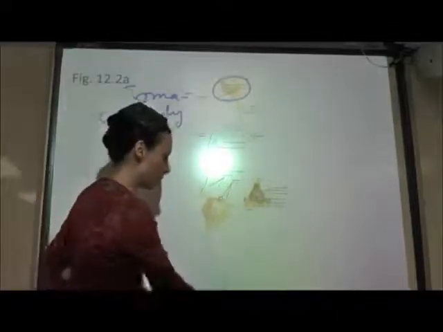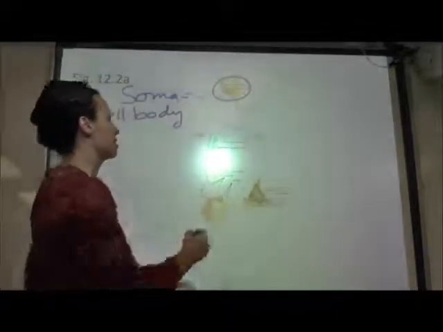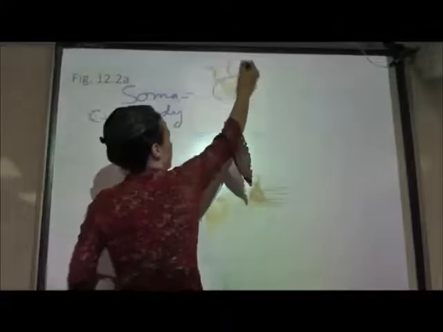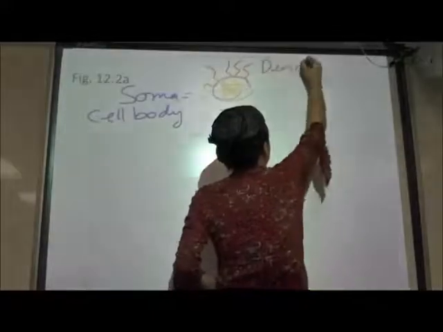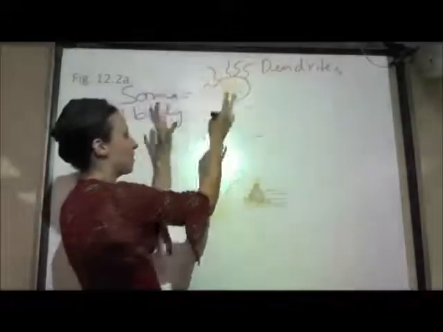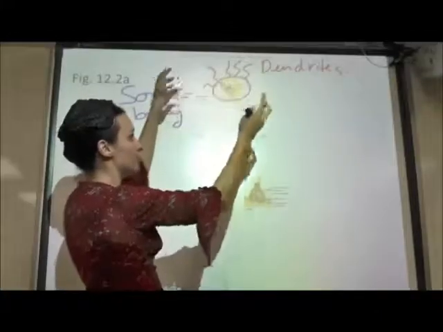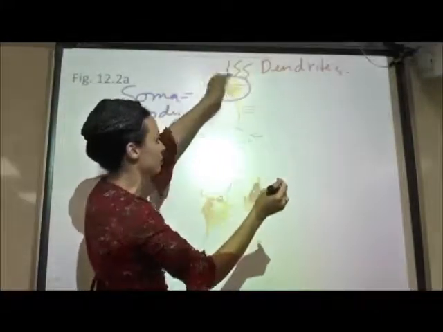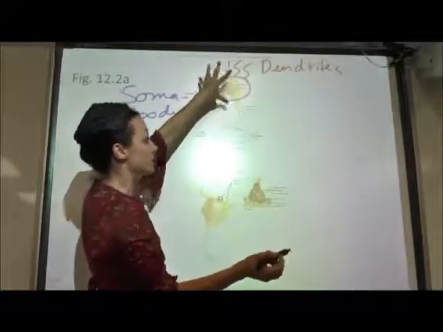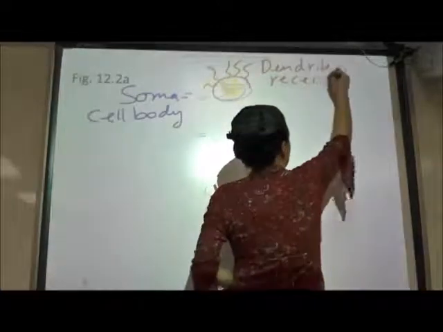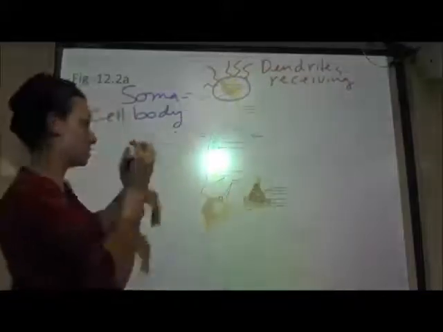And then coming off of the soma, we have different types of extensions. All of these little extensions at the top here are called dendrites. And dendrites are the receiving parts of the soma. So all of the information that's coming in is going to come in through the dendrites. Sometimes you'll have a neuron synapse right onto the cell body, so this whole part will be the receptive segment. But our dendrites are receiving branches, basically. So they're receiving information.